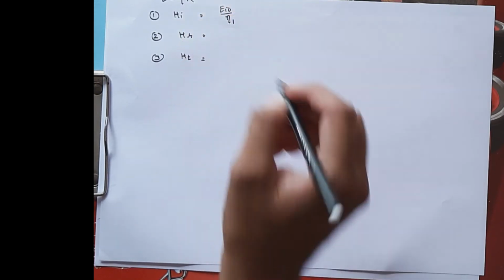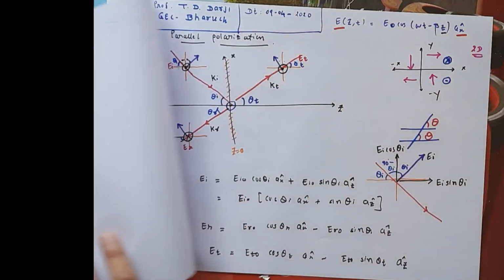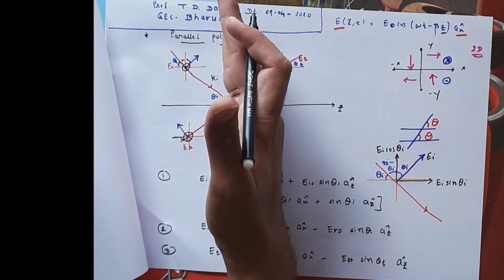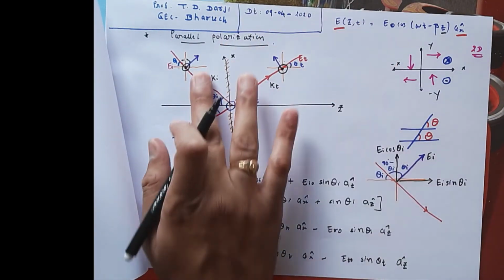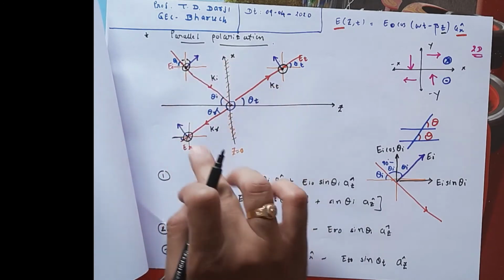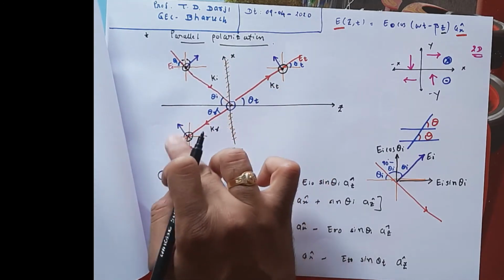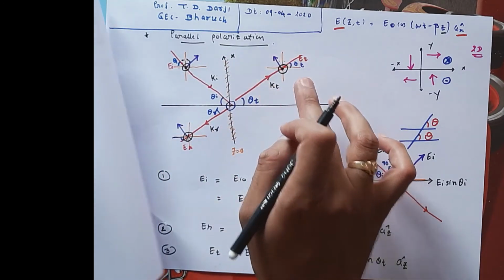EIO upon eta, in which medium? The incident electric field is in which medium? This one is my medium 1 and this one is my medium 2. So the incident electric field is in medium 1, the reflected field is in medium 1, and the transmitted field is in medium 2.